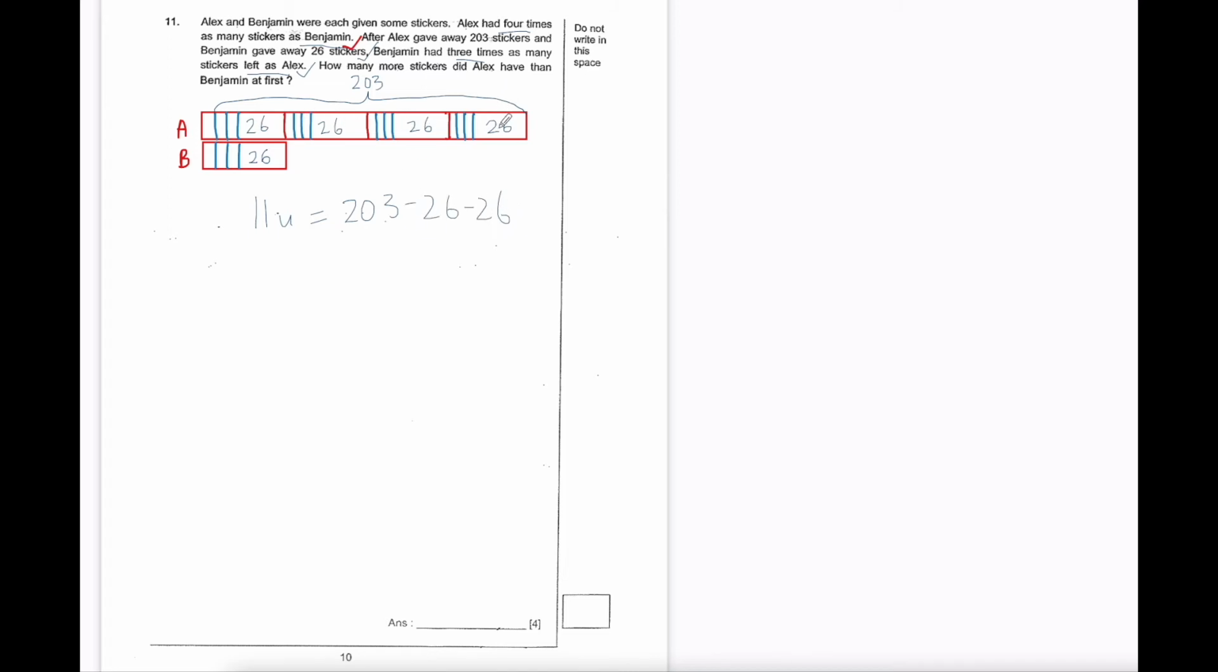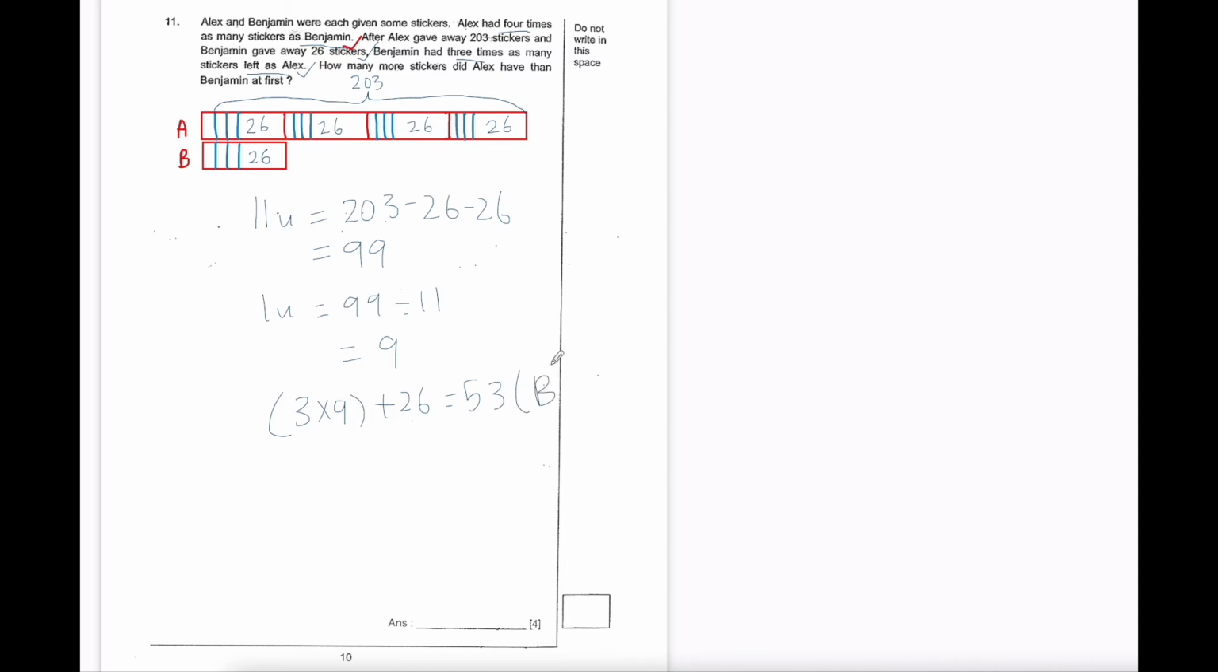Okay, because once I take away the numbers, that means I'm only dealing with the small units. Okay, using a calculator, you're gonna get 99. So that means 1 small unit is 99 divided by 11, which is 9. Okay, so let us find out how many stickers Benjamin has at first. Benjamin is 3 small units, so 3 times 9 plus 26. Okay, that means Benjamin has 53 at first.